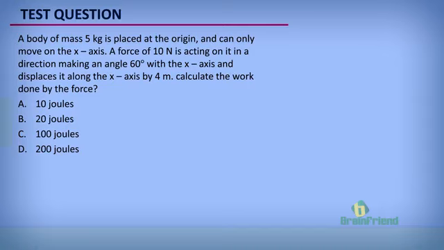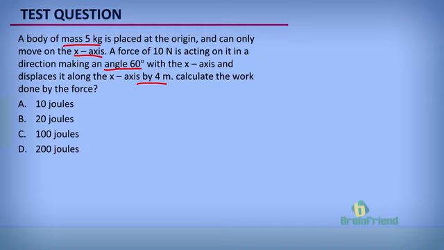Now let's take a look at this test question. A body of mass 5 kg is placed at the origin and can only move on the x-axis. A force of 10 Newton is acting on it in a direction making an angle 60 degrees with the x-axis and displaces it along the x-axis by 4 meters. Calculate the work done by the force. A, you have 10 joules, B, 20 joules, C, 100 joules, and D, 200 joules.